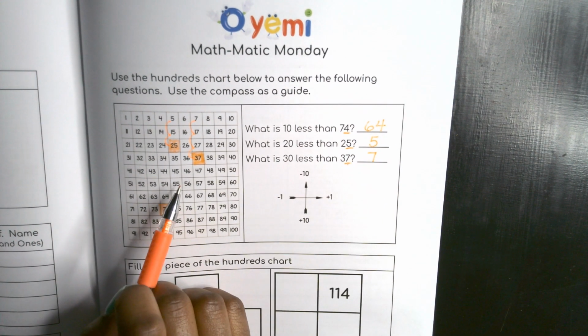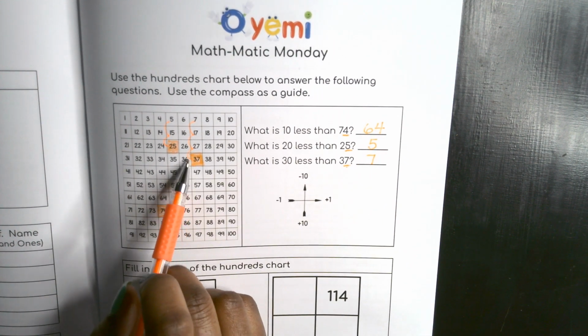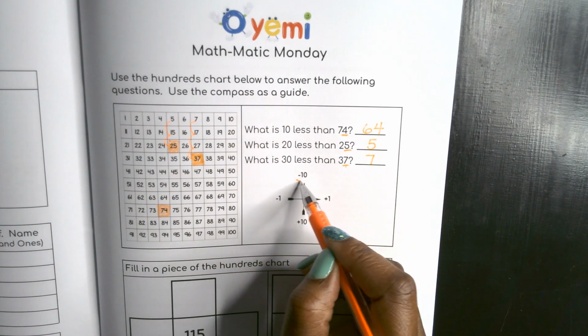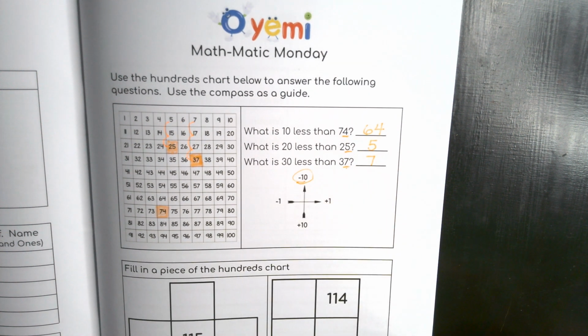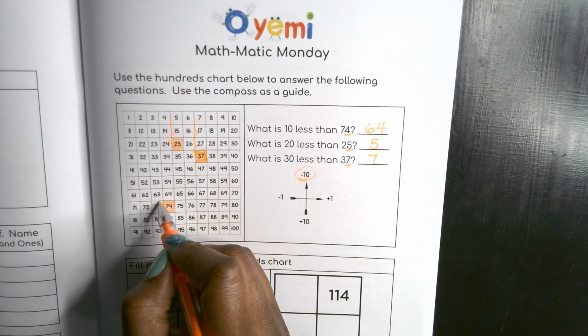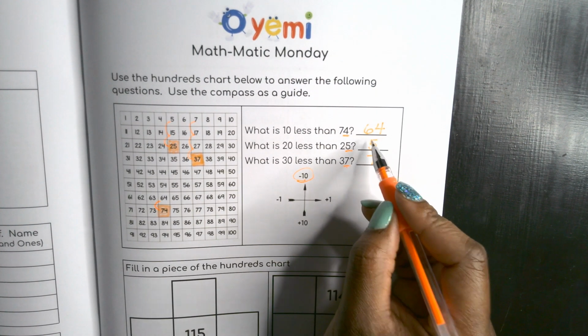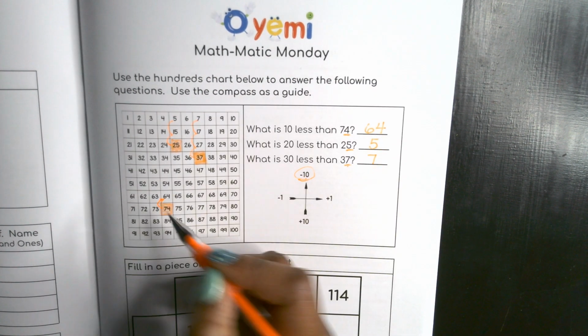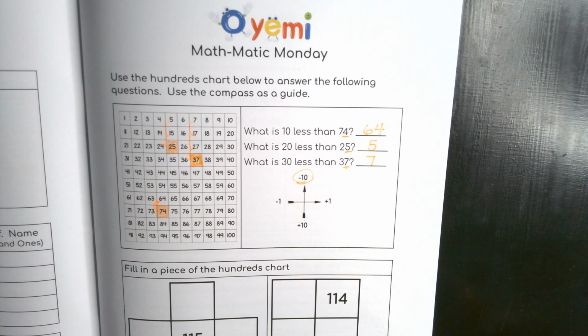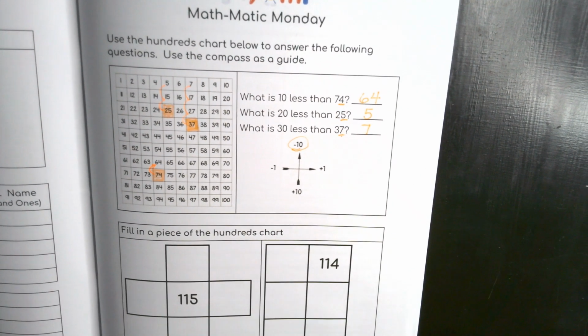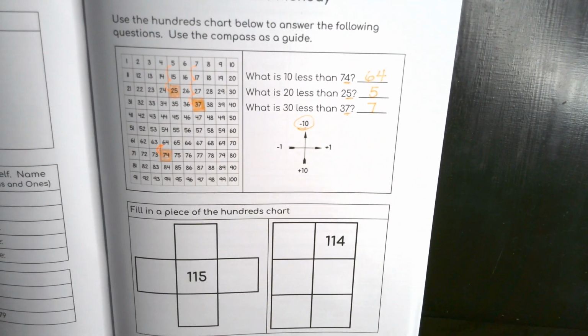Some of us may need to use the hundreds chart. You see how I went up using my compass and I subtracted 10. Oh, I didn't do this one. That's for the first one. 10 less gives me 64. Excellent job. So now I'm moving down to the bottom and filling in a piece of the hundreds chart.